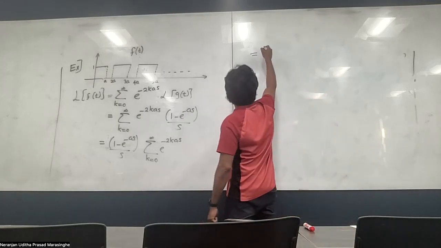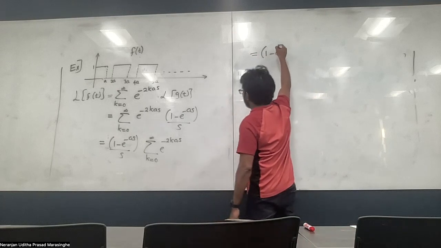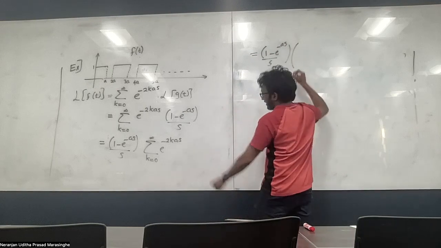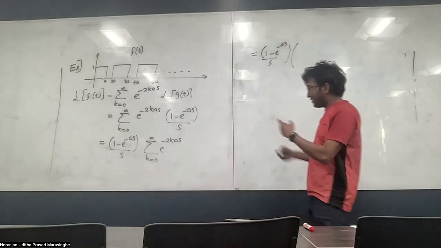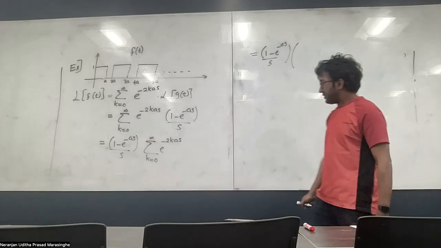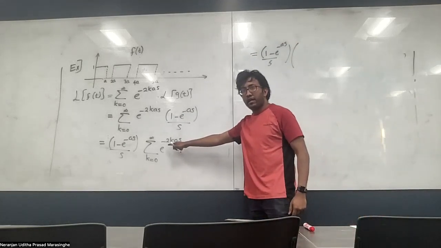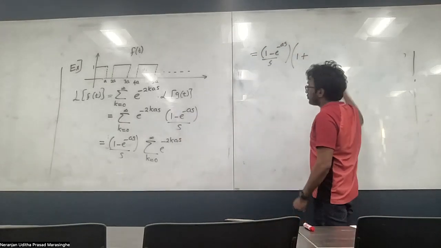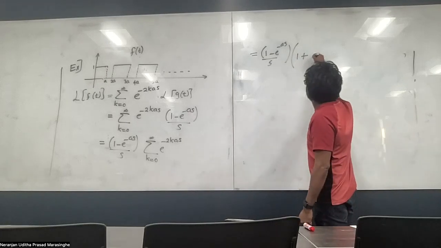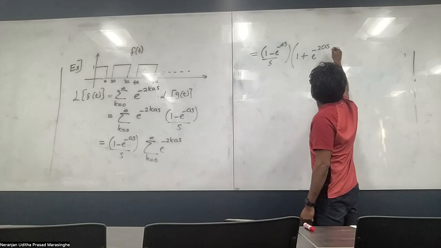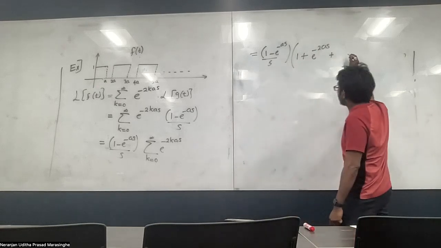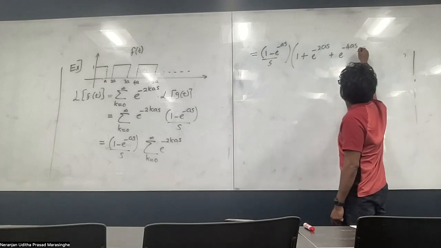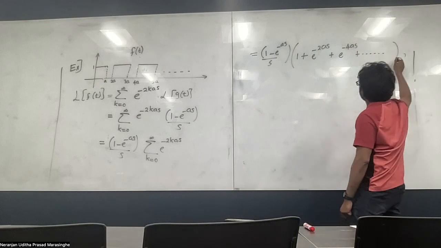Now, (1 minus e to the minus as) divided by s. What is this? Now I would expand this again, right? See what this is. If you plug k equals 0, you would get e to the power 0, that is equal to 1. Okay? And if you plug k equals 1, you will get e to the minus 2as. If you plug k equals 2, you would get e to the minus 4as. Like that, it would be continued.